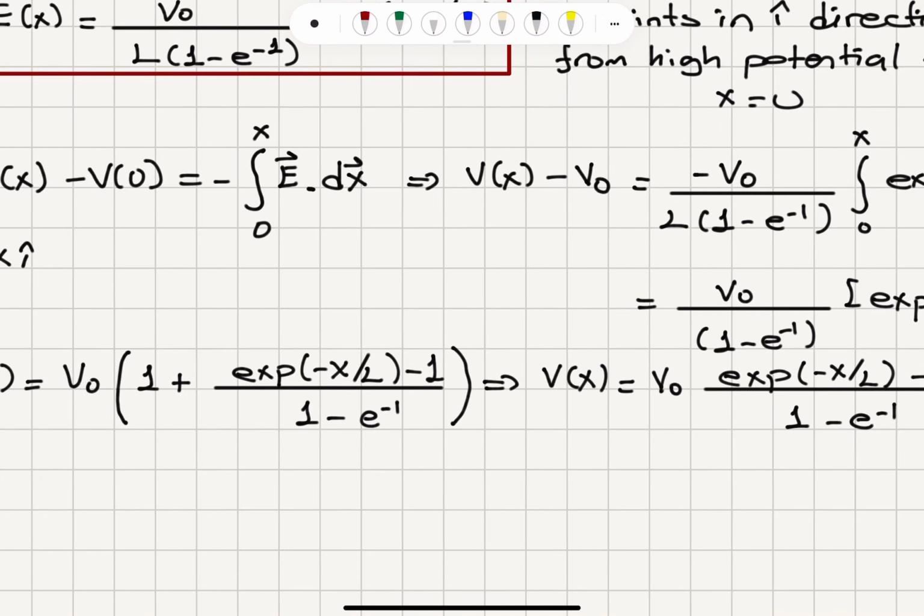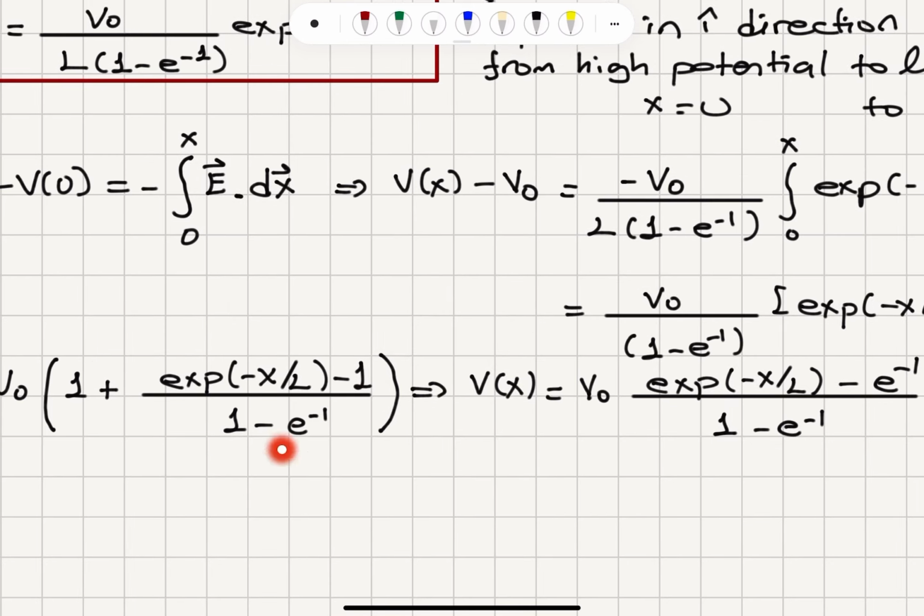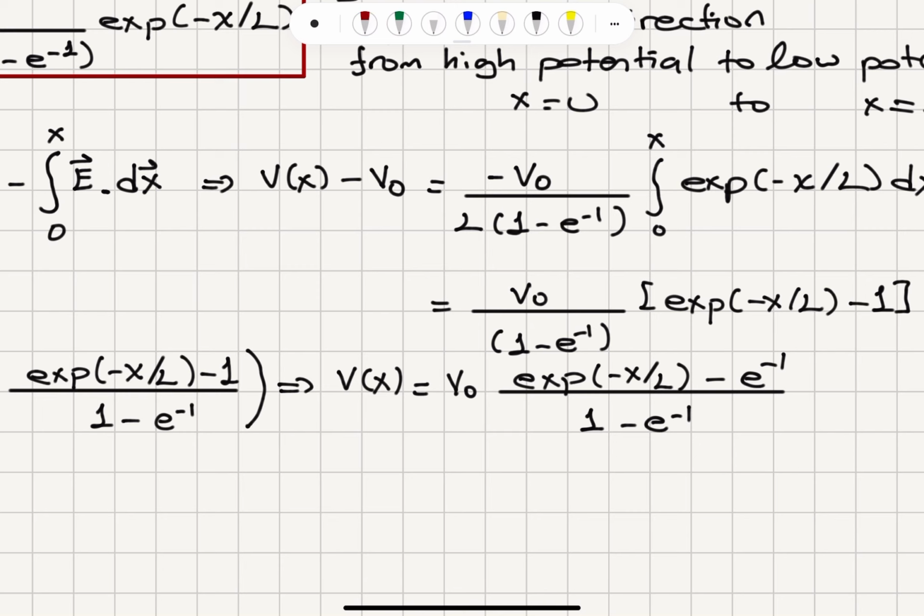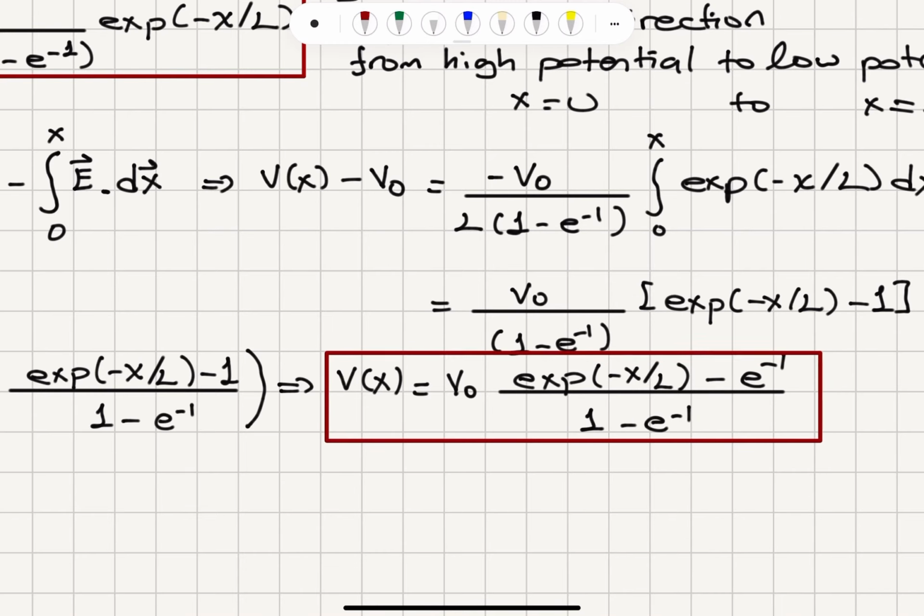So I have multiplied this with 1 minus e to minus 1, or rewritten 1 as 1 minus e to minus 1 divided by 1 minus e to minus 1. The 1's cancelled. So I was left with minus e to minus 1. So that's on top here. So this is going to be my final answer for potential as a function of x.